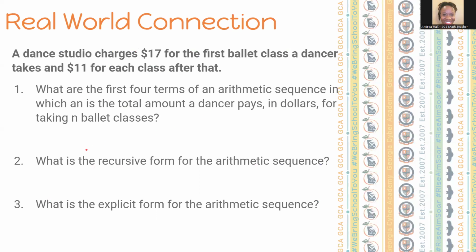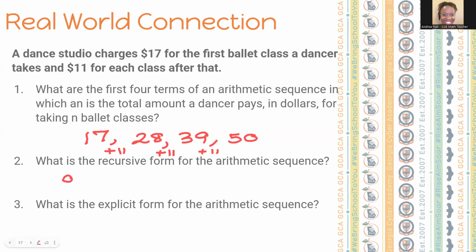So they charge us $17 for the first class and $11 after that. So that means a sub 1 is 17. Add 11 to 17, you would get 28, right? Add 11 to 28, you would get 39. I'm going to keep adding 11. Add 11 to 39, and you should get 50, right? So the first four terms in the arithmetic sequence, which is the total amount the dancer pays, would be 17, 28, 39, 50. What's the recursive form?